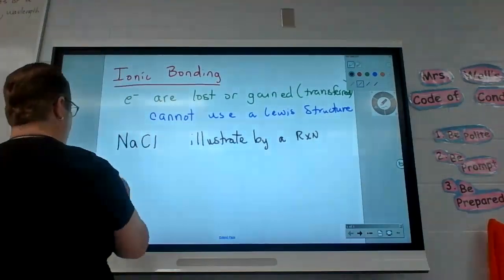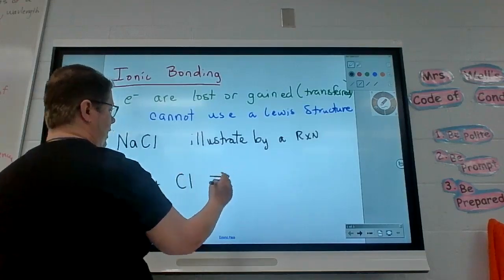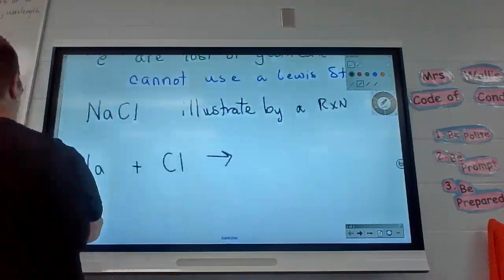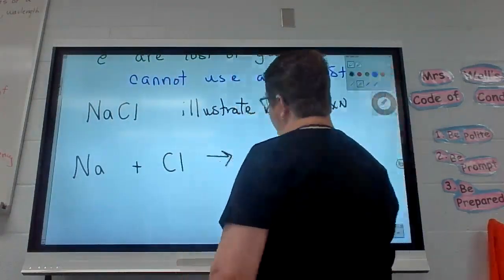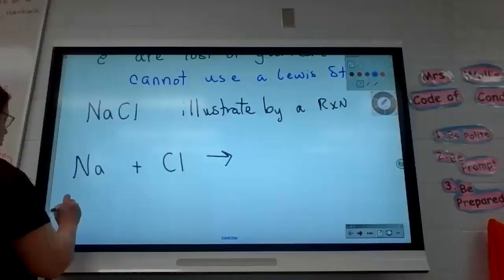So we're going to write Na plus Cl and an arrow. And I'm going to change the size of this. Now, on this side, we show NaCl.